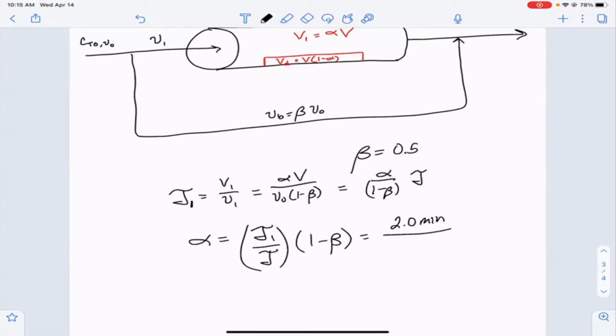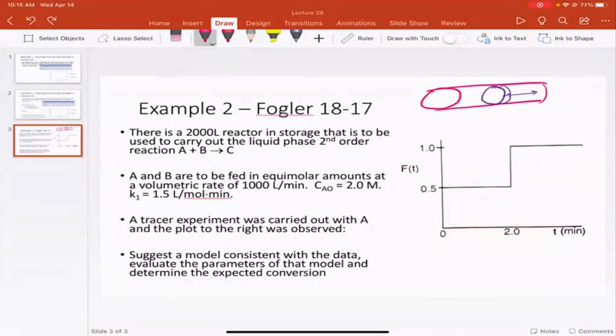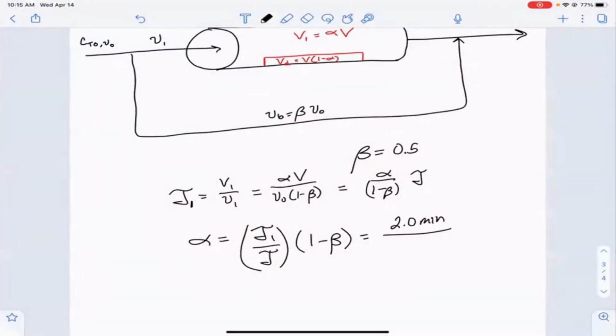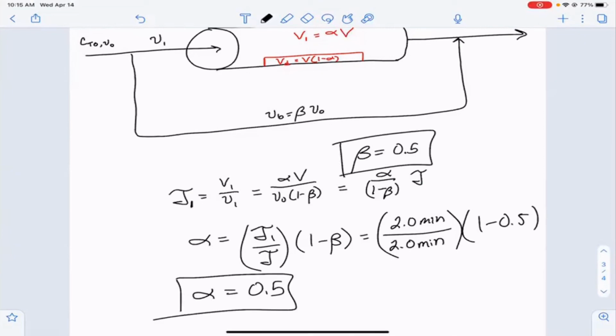And also, from the data that we're given, we can calculate tau for the reactor, where we're at 2,000 liters, and the volumetric flow rate is 1,000 liters per minute. So the residence time here as well is equal to 2 minutes times 1 minus 0.5. And so if we look at this, we can find alpha equal to 0.5. So now we have beta, and now we have alpha.